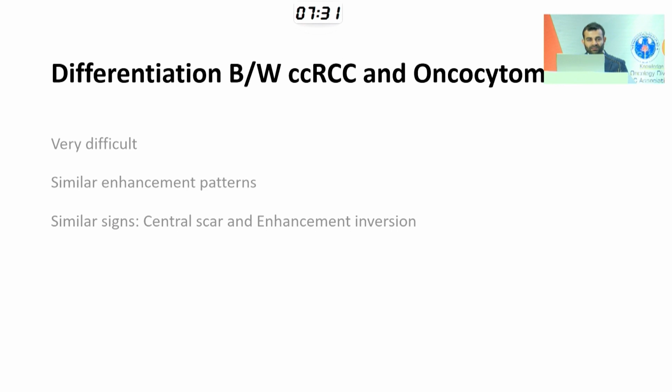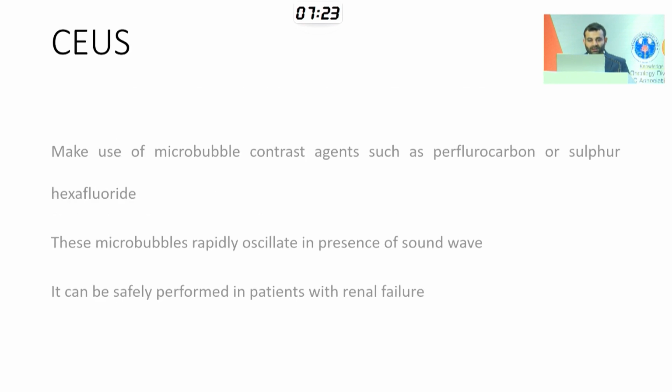So on the basis of imaging, particularly CT or MRI, it is very difficult to differentiate clear cell RCC from oncocytomas. A newer investigation which has come up, and has shown very good sensitivity, specificity and diagnostic accuracy, is CEUS. It makes use of microbubble contrast agents such as PFCs or sulfur hexafluoride, which produce microbubbles that rapidly oscillate in the presence of sound waves, and it has the advantage that it can be performed very well in renal failure. However, it is not easily available everywhere, and one of its limitations, like ultrasound, is being user dependent.